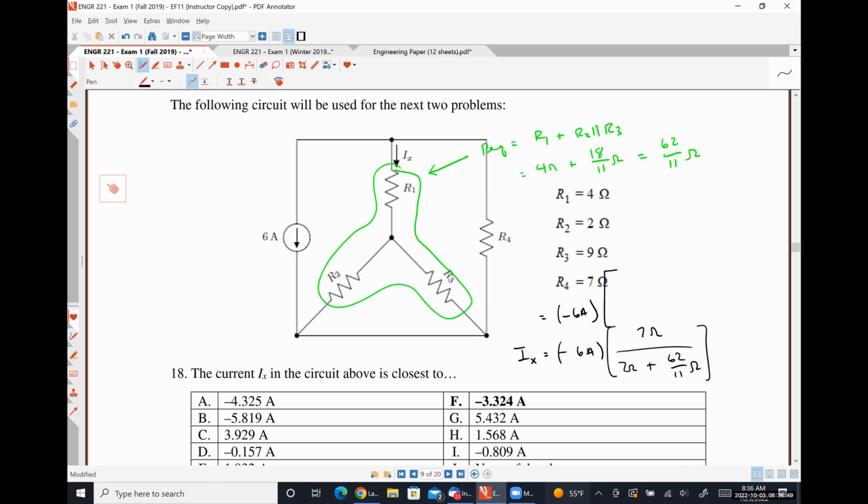-6 amps times 1 over 62 over 11 over 1 over 62 over 11 plus 1 over 7 ohms. Those are actually mathematically equivalent. I very, very strongly feel that this representation is the correct one to teach you guys, because it's the resistor you want the current through in the numerator and all that kind of stuff. The thing that I have shown on bottom only works when there are 2 resistances in parallel, which is why I stopped teaching it that way.